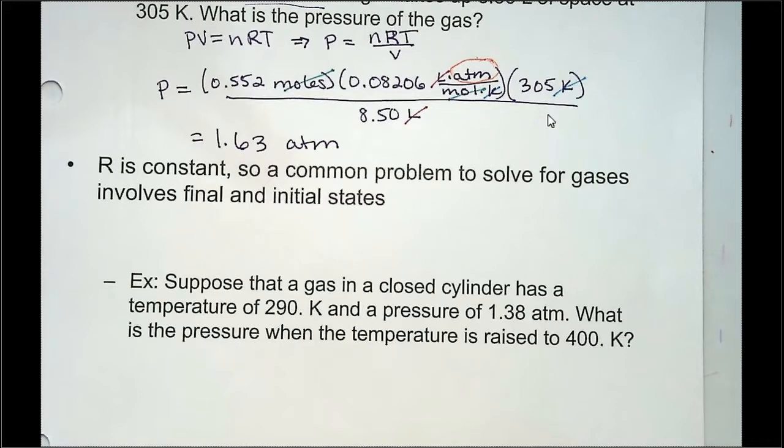So R is awesome because it's a constant. So a lot of the times what we're solving for with these gas law problems involves initial and final states. So what does that mean? It means you have a gas in a container with some conditions.